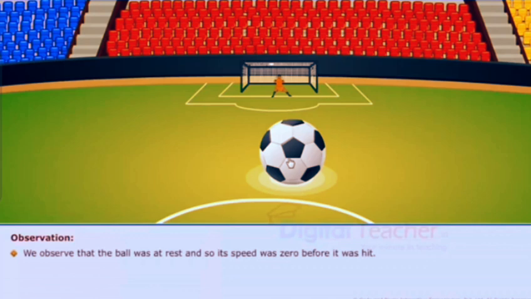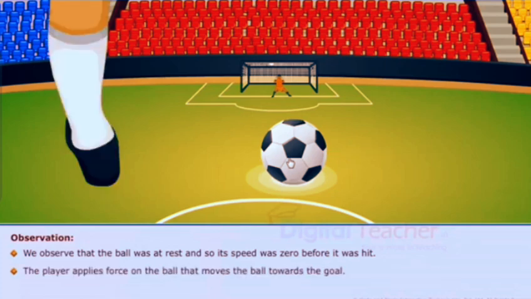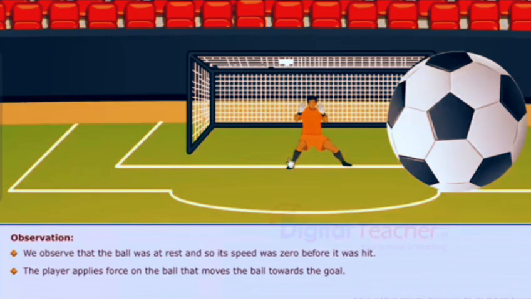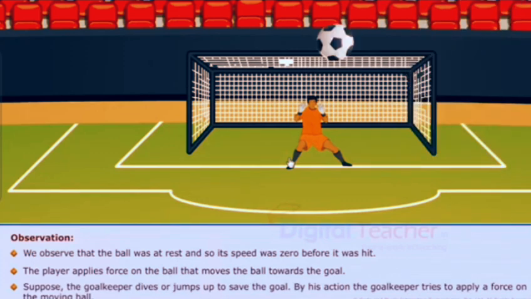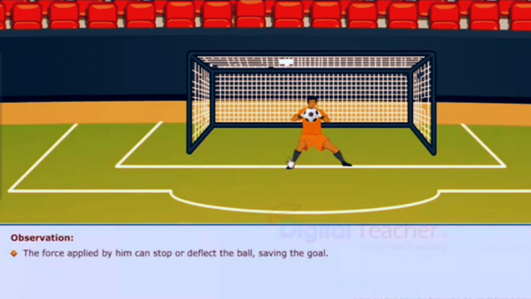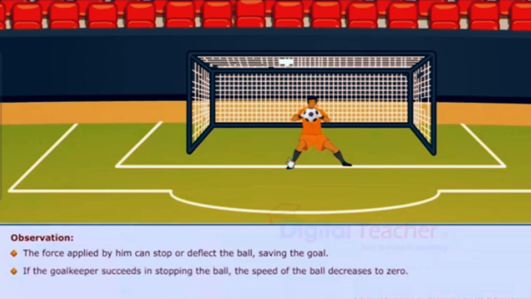We observe that the ball was at rest and so its speed was 0 before it was hit. The player applies force on the ball that moves the ball towards the goal. Suppose the goalkeeper dives or jumps up to save the goal. By his action, the goalkeeper tries to apply a force on the moving ball. The force applied by him can stop or deflect the ball, saving the goal. If the goalkeeper succeeds in stopping the ball, the speed of the ball decreases to 0.